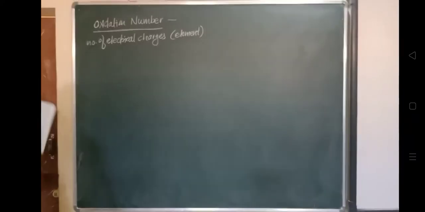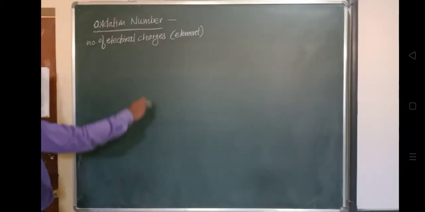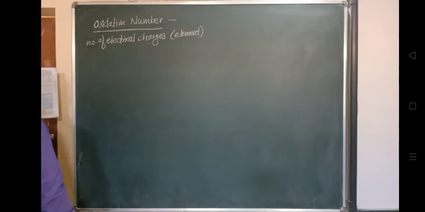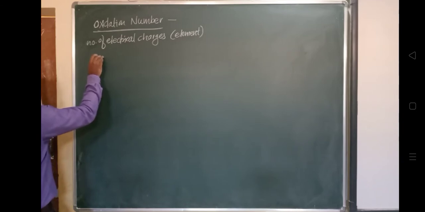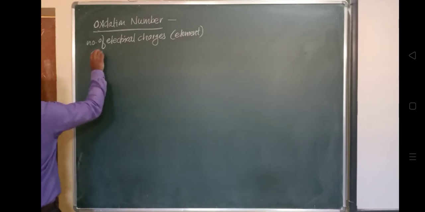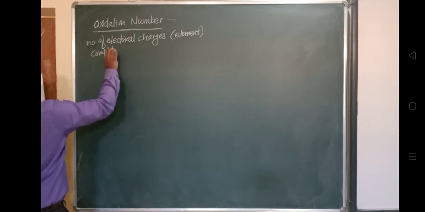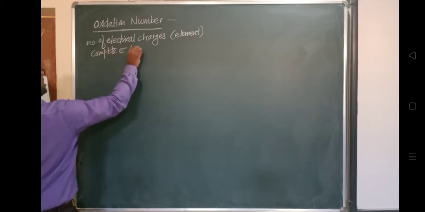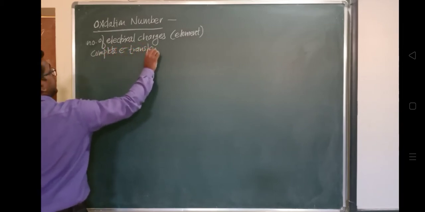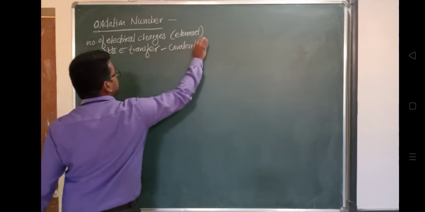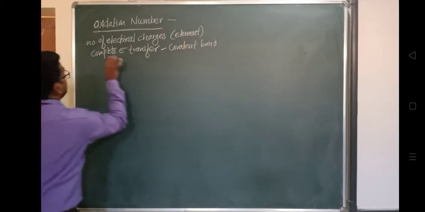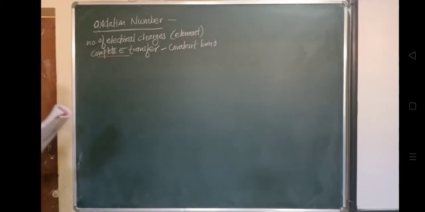The number of electrical charges that is present over the element, the electrical charges it carries, assuming complete electron transfer in case of a covalent bond. Assuming that there is a complete electron transfer that takes place, in case of a covalent bond there is a complete transfer of the electron from one element to another element.